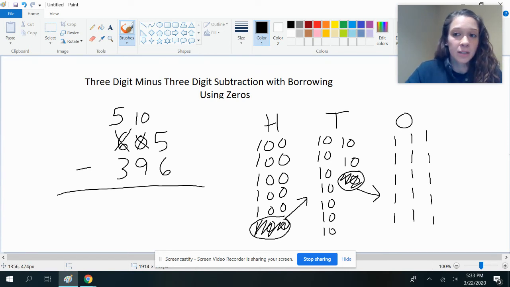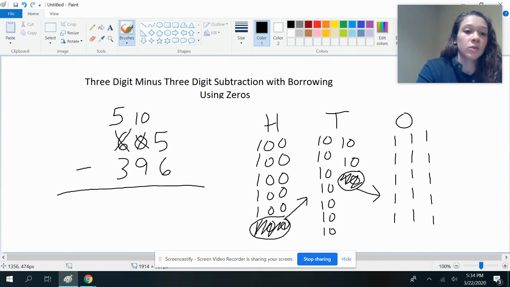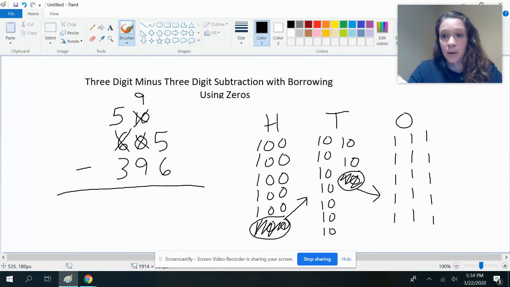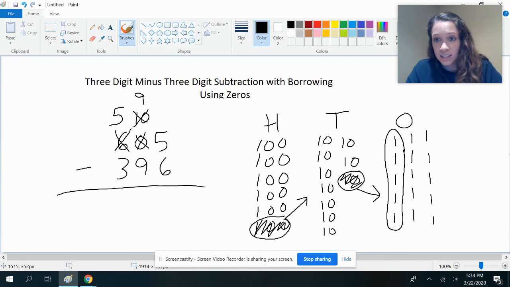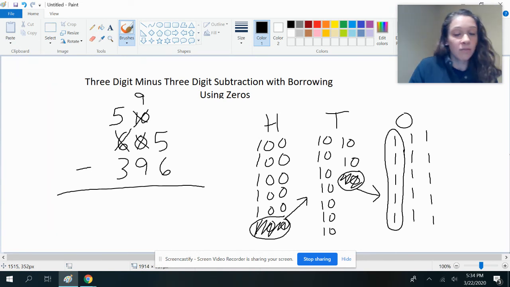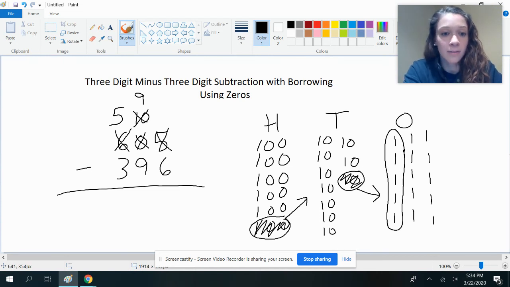Now over on my numbers, let's show what we just did. I had 10 tens. I just took one away, so now I have 9 tens. So I'll cross out that 10, make it a 9. And now let's look at my ones place. Remember that we started already with these 5 ones. They were there already. And then I added 10 more. So 5 plus 10 is 15. So I'm going to make this 5 a 15. Okay, now I have enough ones where I can subtract 6.